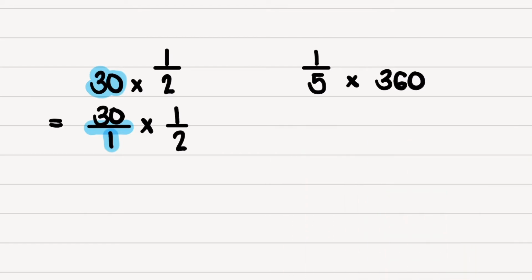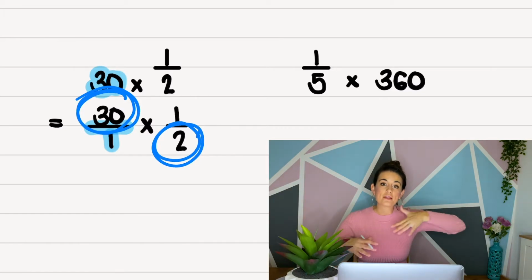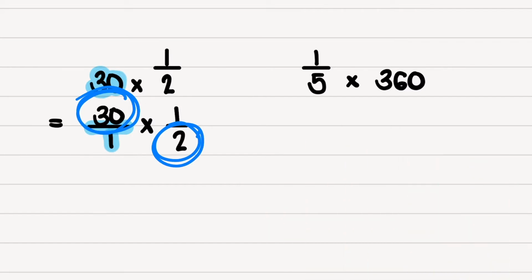Now if I look at 30 over 1 times 1 over 2, I can see over here I have a 30, over here I have a 2. One numerator, one denominator, and there's a number that can go into both of them. What is that number? 2. 2 can go into 30 and 2 can go into 2. 2 goes into 2 one time. 2 goes into 30 15 times.